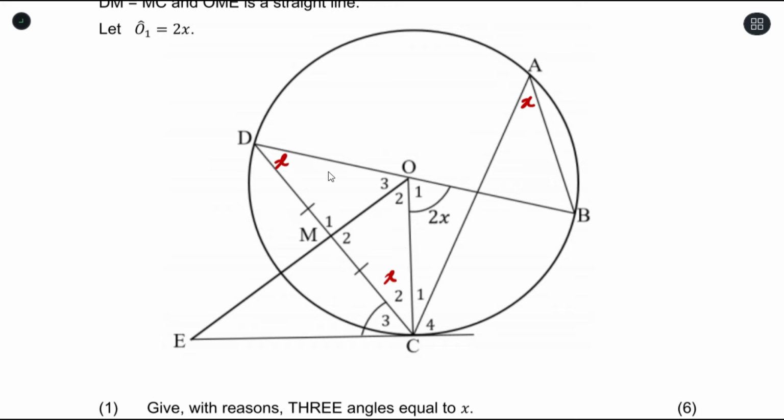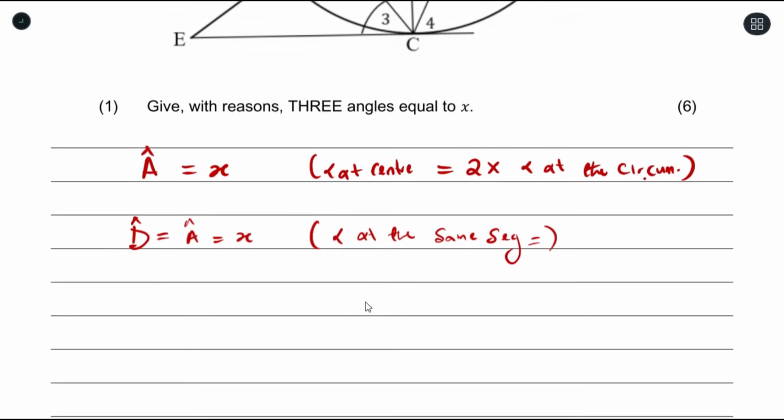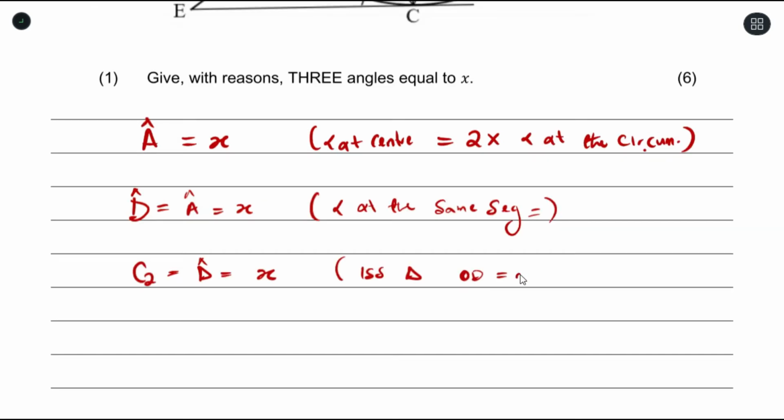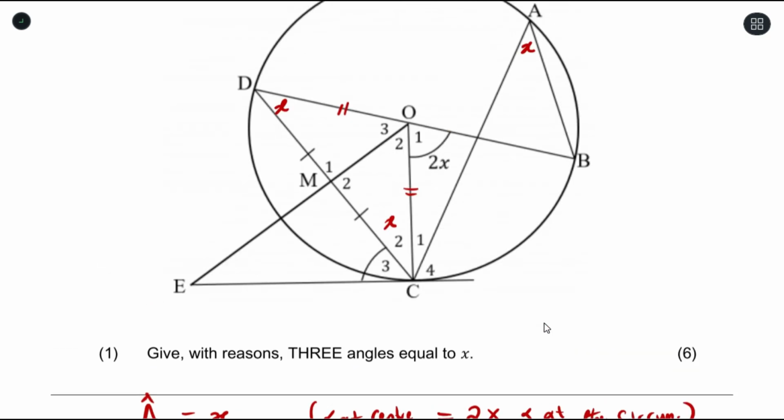OD and OC are both radiuses. Whenever the sides are the same, the angles they produce are usually the same. So for that reason, we're going to say that C2 is equal to D, which is equal to X. And the reason is isosceles triangle, OD is equal to OC. And that's exactly what they wanted you to do for this question.